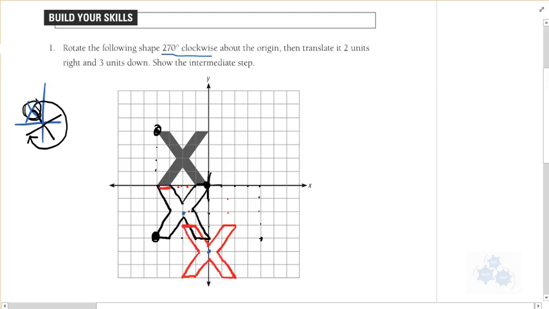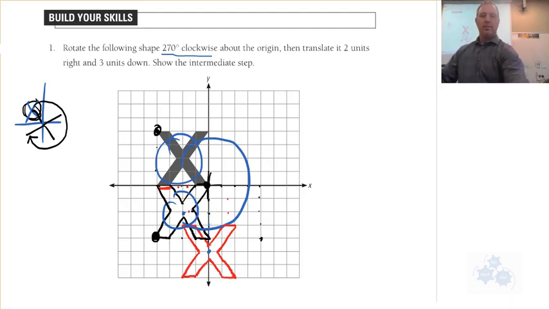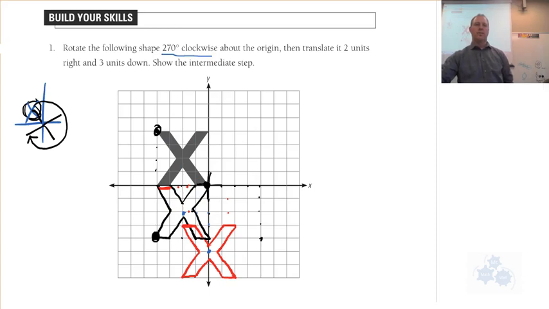Okay, so we've rotated around 270. This whole thing has been rotated around 270 and then moved 2 spaces to the right and 3 spaces down to give the red one. Okay? So that red image is the one we're actually looking for.